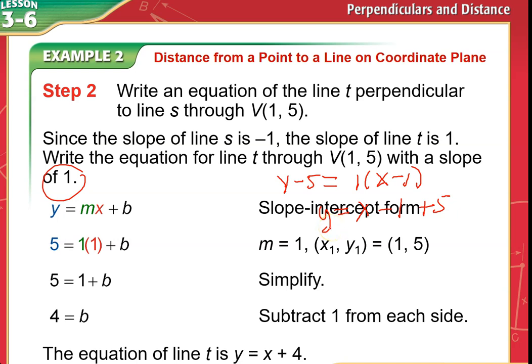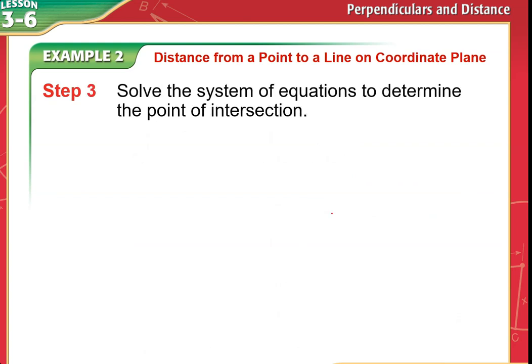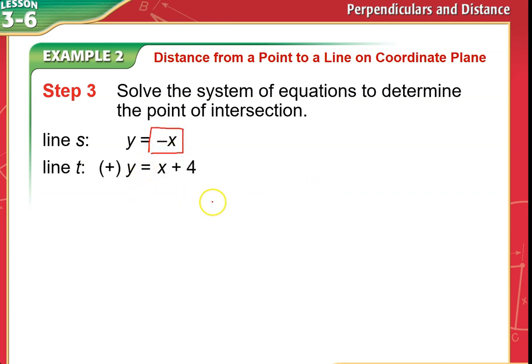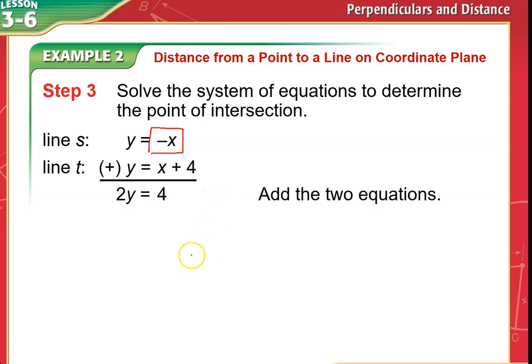Now what are you going to do with these two lines? We have the line y equals x plus 4, and the line y equals negative x. We need to take these two equations and set them equal to each other because they're both equal to y. In this case, we're just going to add the two equations. That's probably the easiest way of doing it.